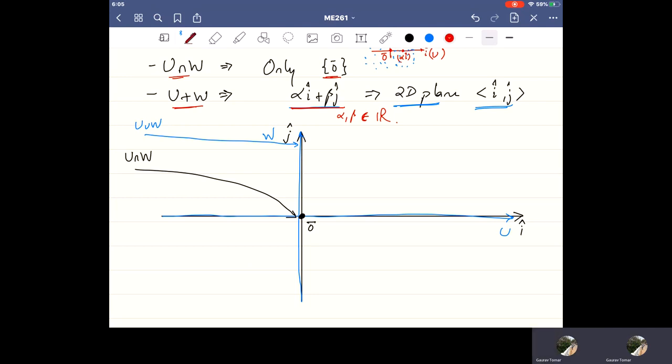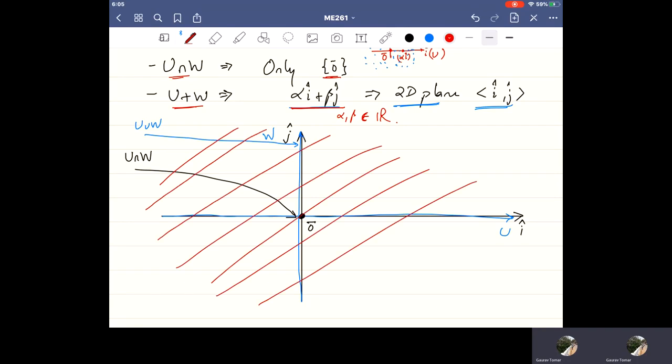Now, U plus W is the collection of all the points on the 2D space. So I'll just denote it by hatching the entire thing with red, let's say. And this red thing gives you U plus W. And you know that because the intersection is just the zero vector, you can write this as U plus W, a direct sum. Correct?